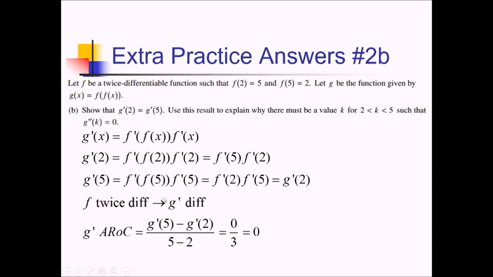Since the average rate of change of g prime equals 0 on the interval from 2 to 5, and we have a differentiable function, that means that the instantaneous rate of change of g prime, namely g double prime, must also equal 0 for some k value on 2 to 5. And again, this is guaranteed by the mean value theorem.